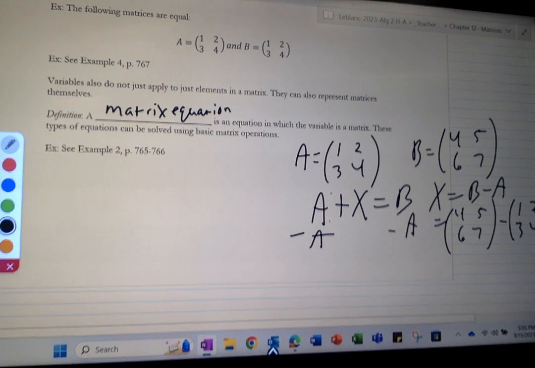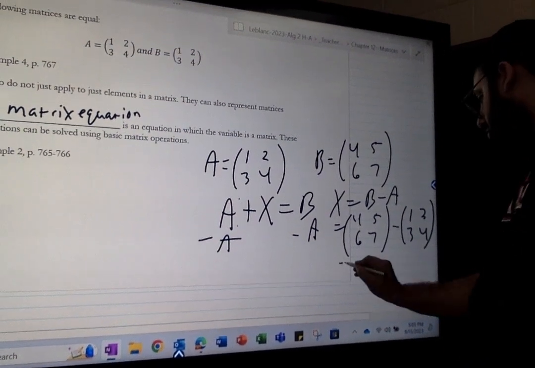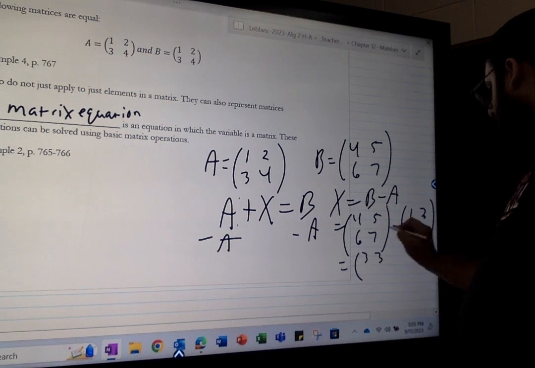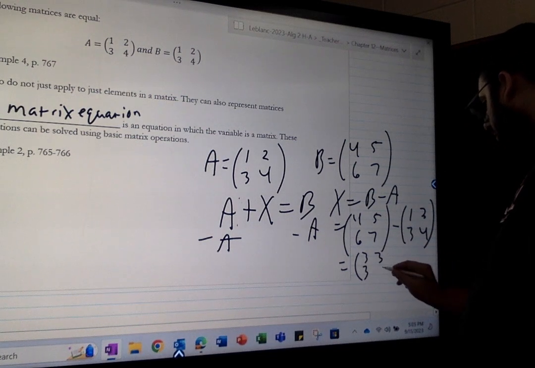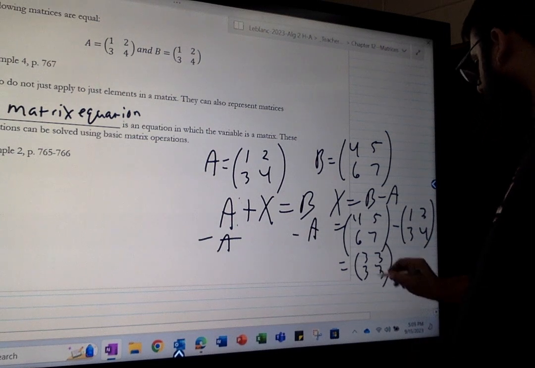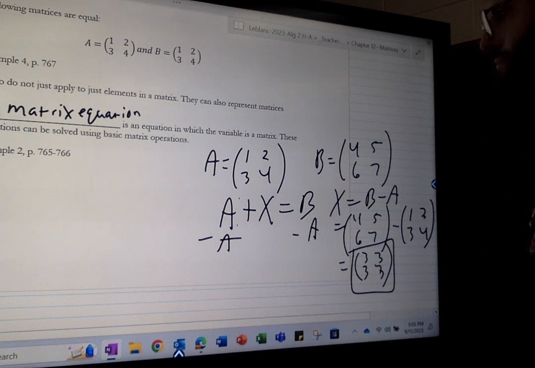All right, so we just do our basic subtraction. 4 minus 1 is 3. 5 minus 2 is 3. 6 minus 3 is 3. 7 minus 4 is also 3. So there's my solution right here. So again, with matrix equations, you're still isolating the variable, except this time the terms that you're moving around are actual matrices themselves.